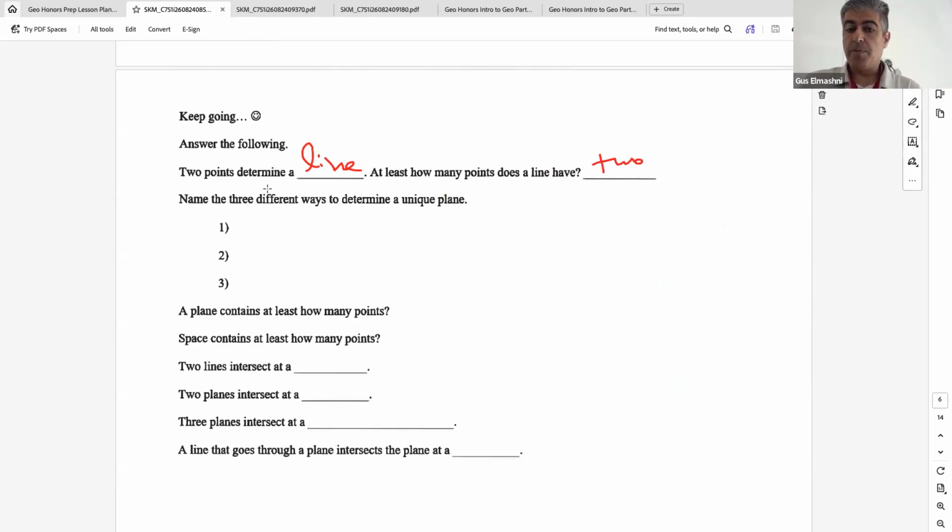Name three ways to determine a unique plane. Three points. Two lines. Or a point and a line.